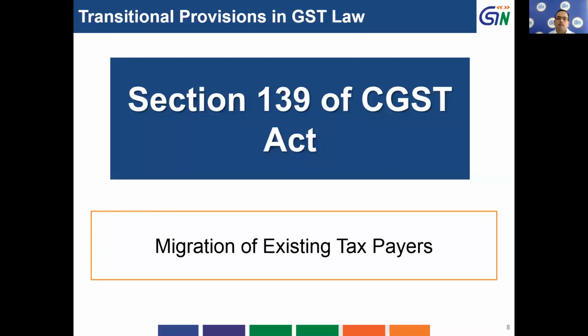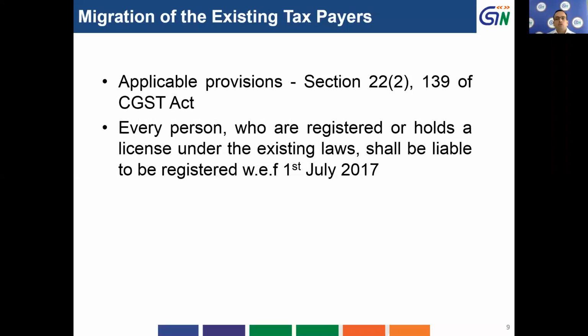As I showed you before, there are various sections which cover CGST transitional provisions. We will begin with section 139 of the CGST Act, which deals with the migration of existing taxpayers. It's not only section 139 of the CGST Act, but section 22(2) of the CGST Act also talks about migration of the existing taxpayer. So every person who is registered or holds a license under the existing law shall be liable to be registered with effect from 1st of July, which is the appointed date. All the taxes which are being subsumed into GST will be migrated into the GST regime. So what we are going to talk about is migration of the existing taxpayer.